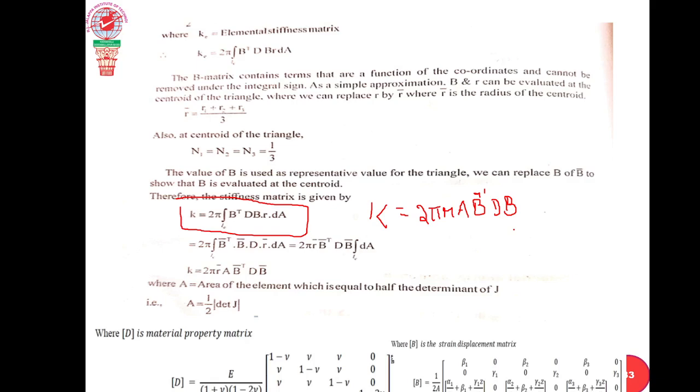Where B is what? B is the strain displacement matrix. Where B is the strain displacement matrix, that is equal to, please copy this, all of you, 1 by 2A, beta 1, 0, beta 2, 0, beta 3, 0 and so on.